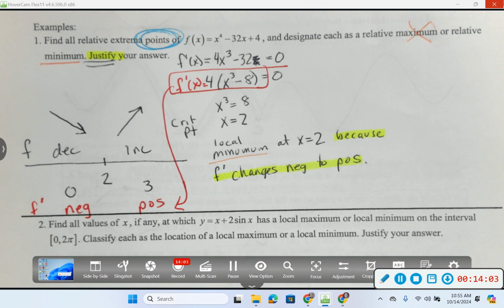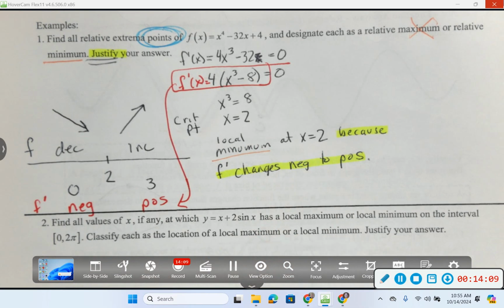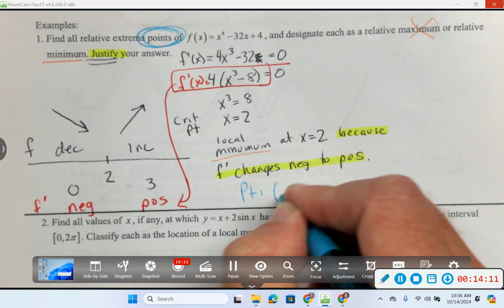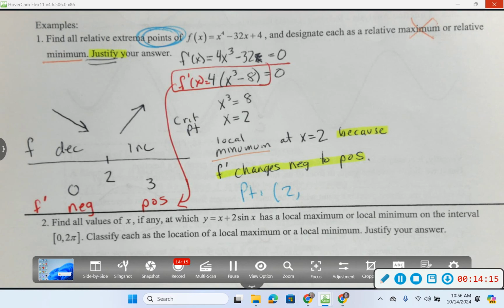Points. So what else do I need to find? I mean, I've got the x value. I need to find the y value. So the point is at 2 comma. How am I going to find the y value?